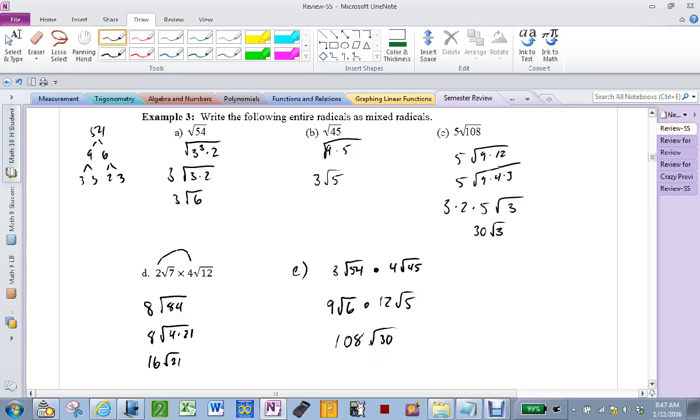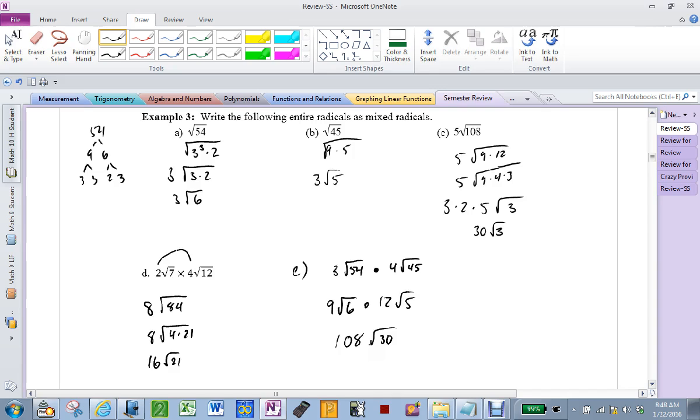Everybody good? What's the key verb for this entire section of your provincial exam? Simplify, simplify, simplify. If you can simplify, do it. When? Every single time you can. Got it?